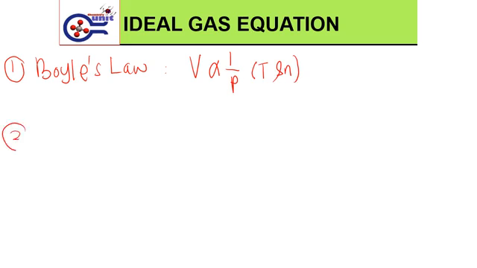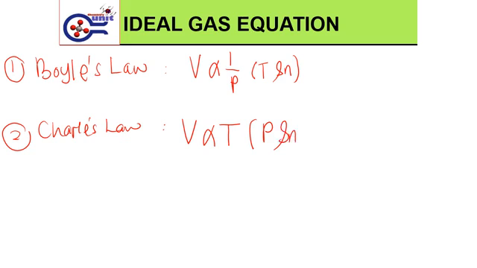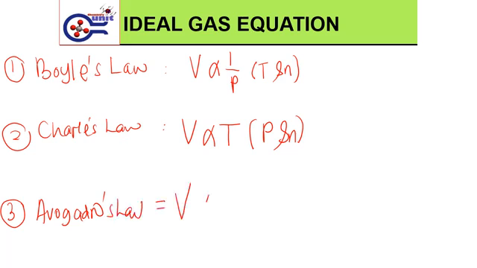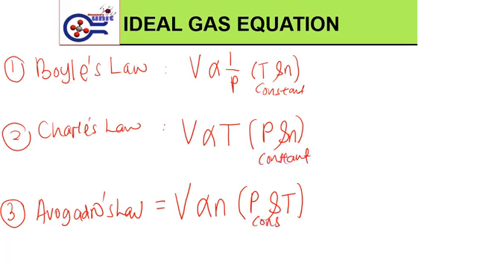Secondly, we have Charles's law. Charles's law states that volume is directly proportional to the temperature at constant pressure and constant number of moles of gas. The third gas law is Avogadro's law. Avogadro's law states that the volume of the gas is directly proportional to the number of moles of gas, at constant pressure and constant temperature. I forgot to write constant, so add P and T constant.